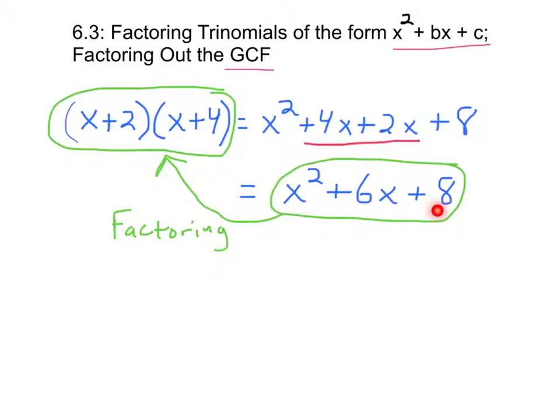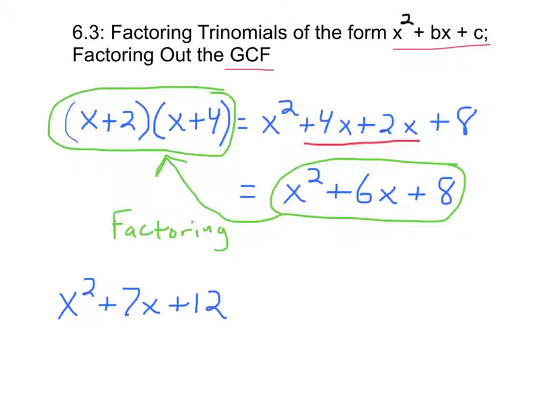And the other thing to notice is that this middle number, the plus 6, the coefficient in front of the x, the 6, is the sum of the 2 and the 4. So 2 plus 4 equals 6. And the reason for that is because they, as we pointed out up here, end up being the like terms that can be combined. So when we go backwards, we just have to try to find the two numbers that would multiply out to this last number and add up to the middle number.